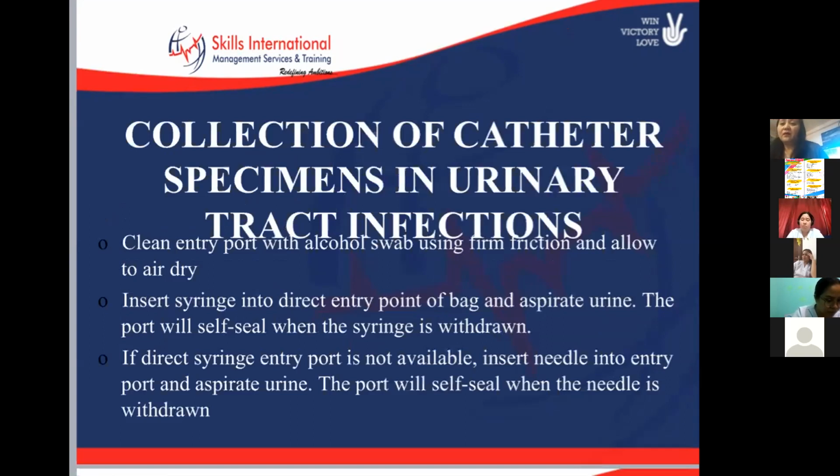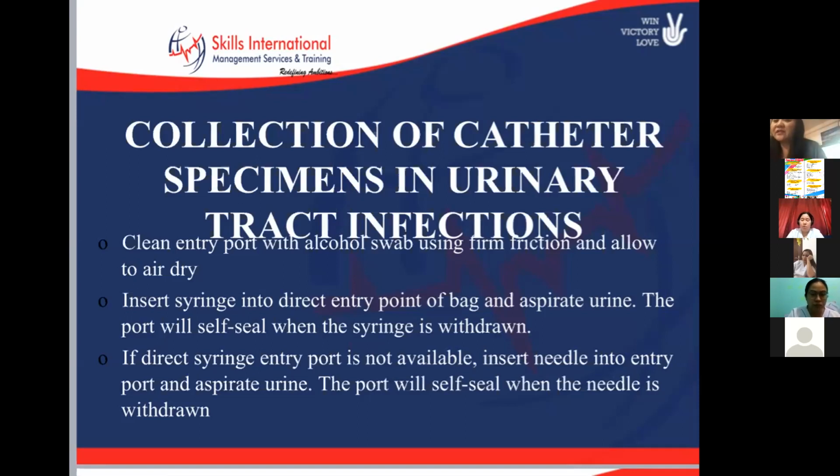Now, in collecting a catheter specimen, especially for the urine of patients who have a urinary tract infection, you have to clean the port with an alcohol swab using firm friction and allow it to air dry. Then you insert a syringe directly into the entry point of the bag and aspirate the urine.